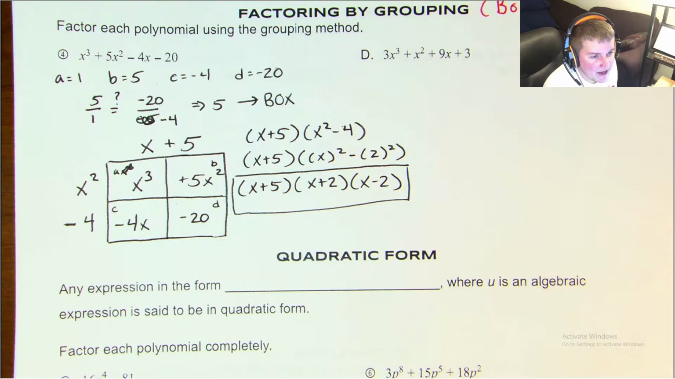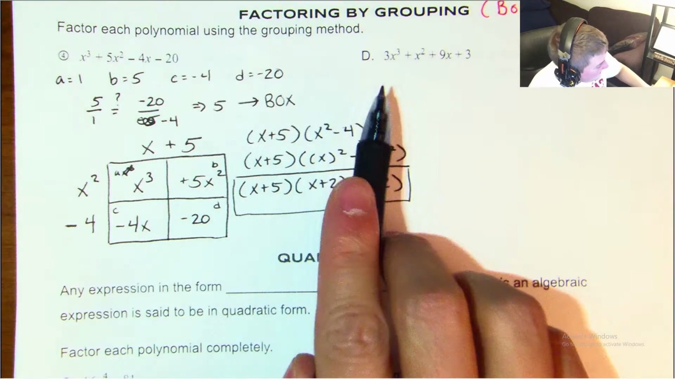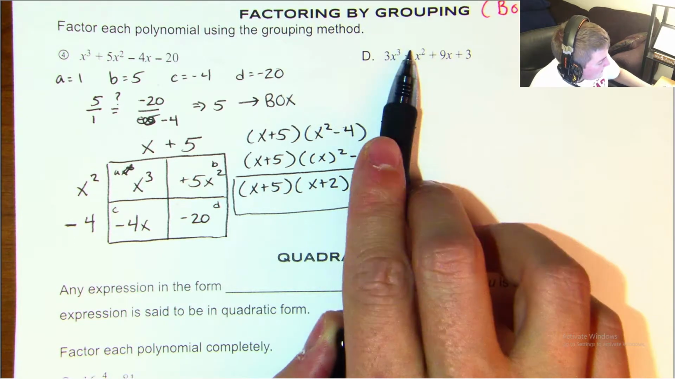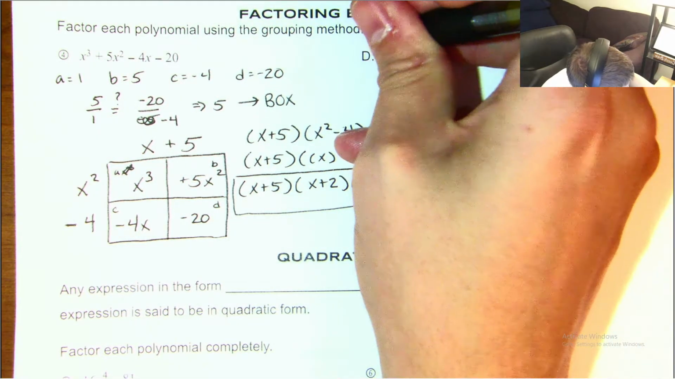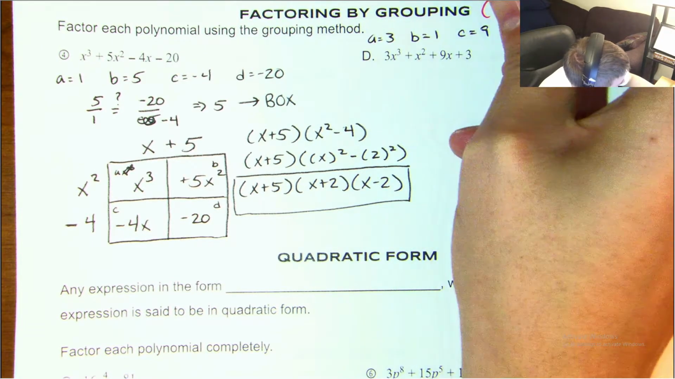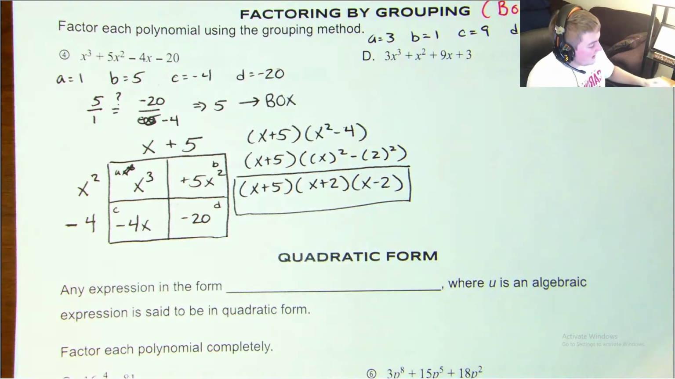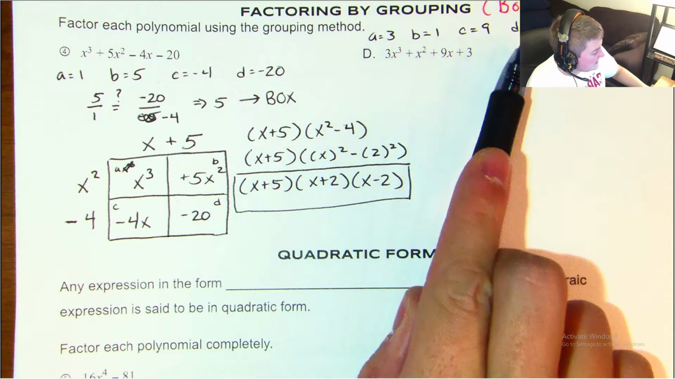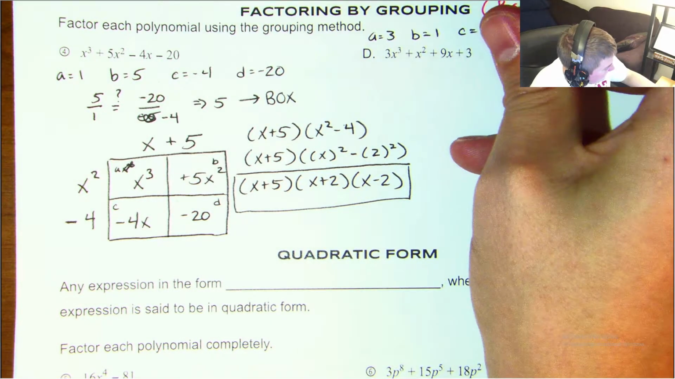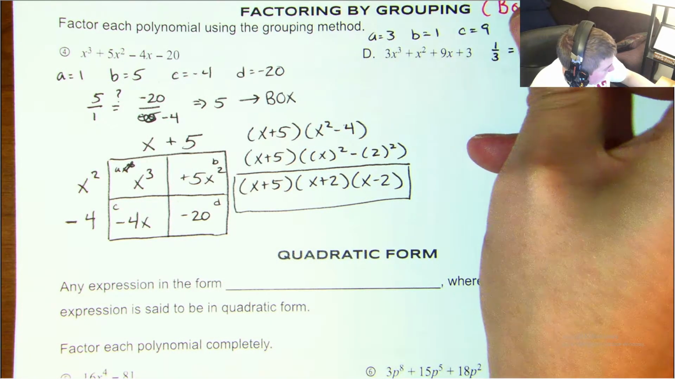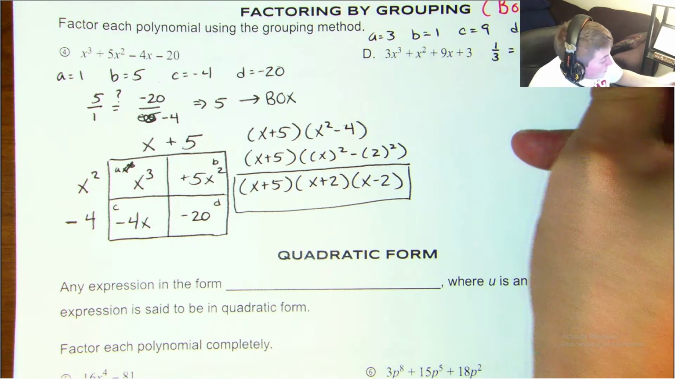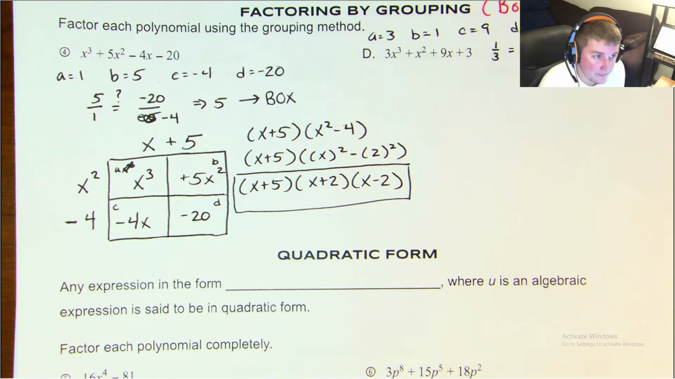So this one has some common factors. It appears as though these all have a 3, but this one does not. So I can just go ahead and get my A value, which is 3, my B value, which is 1, C value is 9, and my D value is 3. So I have to ask, is B over A the same as D over C? So is 1 over 3 the same as 3 over 9? And the answer to that is yes. So we are going to be good to go using the box method.